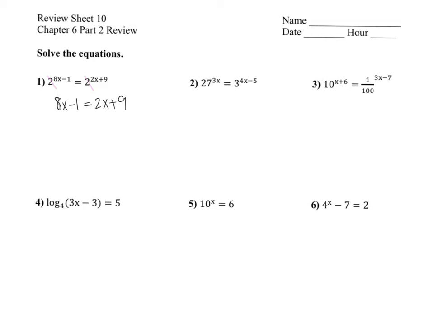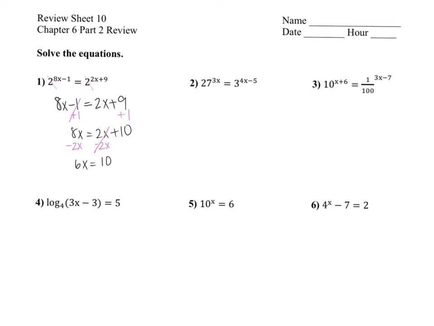And now I can solve this like a regular algebra problem, where maybe I'll add this one to this side so I can get all the numbers on one side, and maybe I'll subtract this x to the other side so I can get all the x's together. So I'm going to first add over 1. That's a little bit easier. I like to deal with positive numbers more. So that gives me 2x plus 10. I'm going to subtract the 2x from both sides. So this 8x minus 2x gives me 6x equals 10.